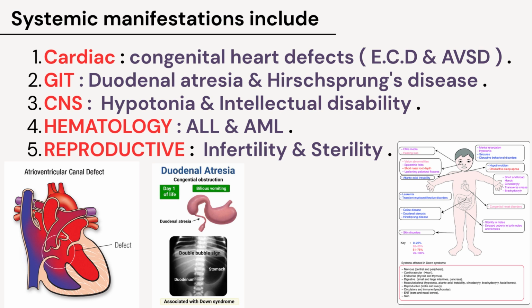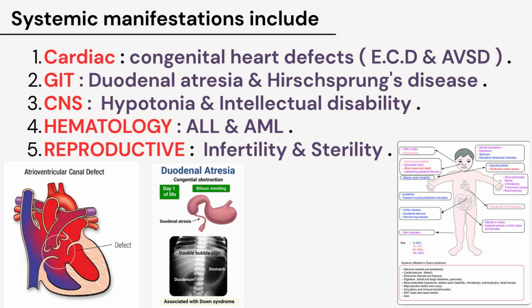Next are the gastrointestinal manifestations. These include duodenal atresia. In this condition, a newborn baby presents with bilious vomiting that appears on the first day of life. If you take an X-ray of the abdomen, it shows a characteristic sign called the double bubble sign.